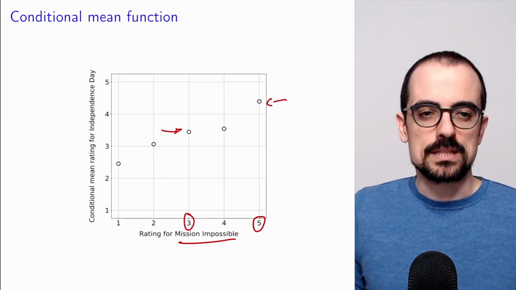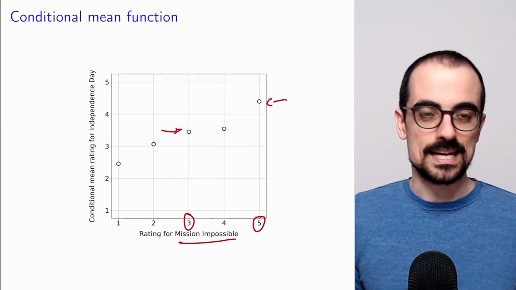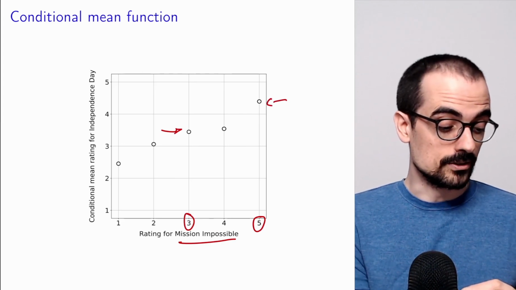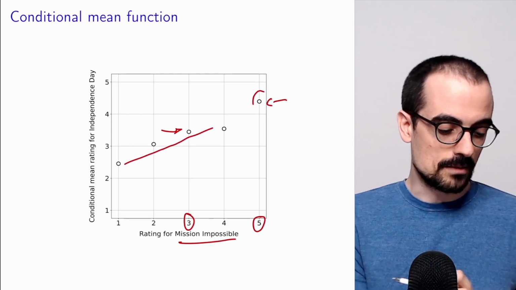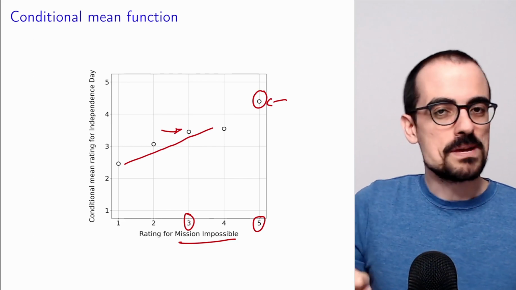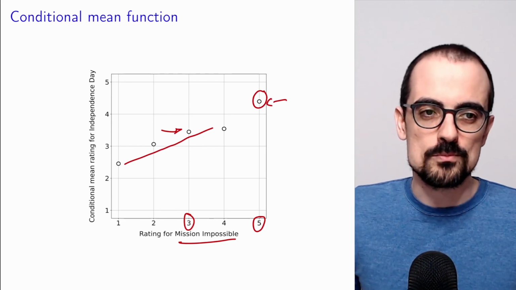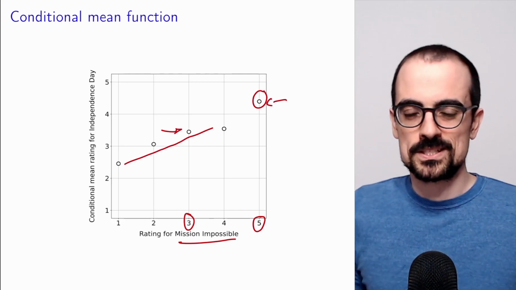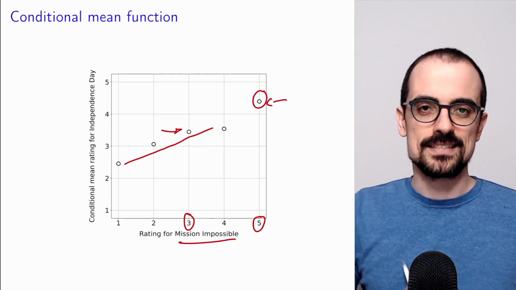It seems that people that like Mission Impossible more also tend to like Independence Day more, but the relationship is not linear. You see that this is kind of linear maybe, but then there's a jump here. So it seems that people that really like Mission Impossible maybe are very generous in general and also give very, very high ratings to other movies, including Independence Day. At least that's my interpretation. But who knows? The point is that the trend is not linear.